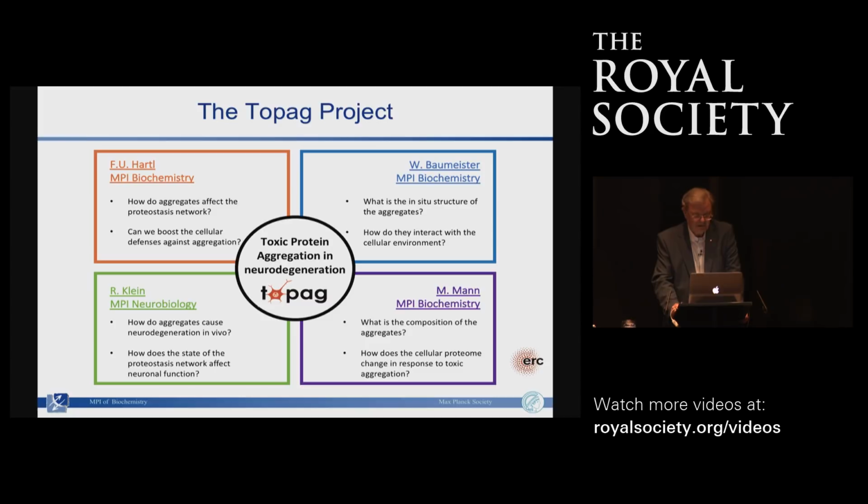In the last part of my talk, I will tell you about a project which is a collaborative project between three departments from our institute. Ulrich Hartl's group: Ulrich is interested in how aggregates affect the proteostasis network, and how we can boost the cellular defense against aggregation. My colleague Matthias Mann, who is a proteomics expert, is interested in what the composition of the aggregates is, and how the cellular proteome changes in response to toxic aggregation. And our interest is what the in situ structure of the aggregates is and how they interact with the cellular environment. That's a project that is funded by an ERC Synergy grant.